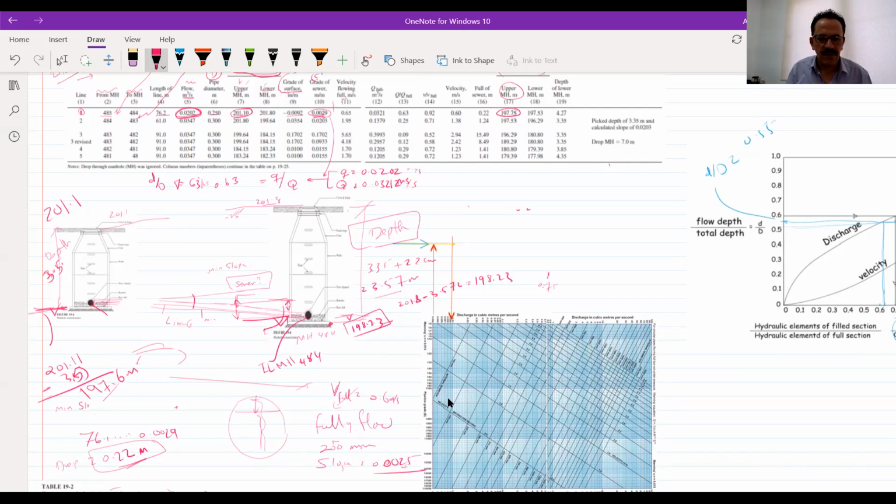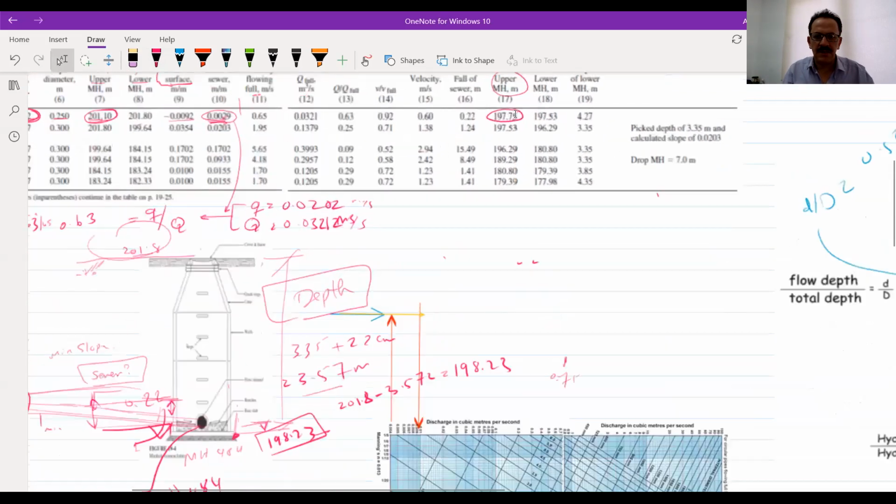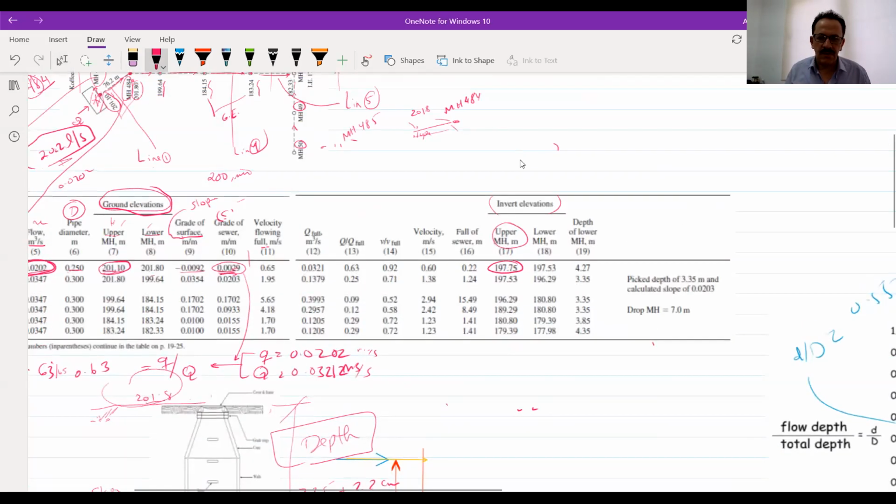And what will be the elevation of this one? It will be the surface elevation minus the 3.5 meter again, and minus the drop down that we have from the sewer to that sewer, which is 22 centimeters. So the upper elevation is 197.6, and the lower one uses 3.35, not 3.5, but 3.35. The lower elevation would now be 197.53.